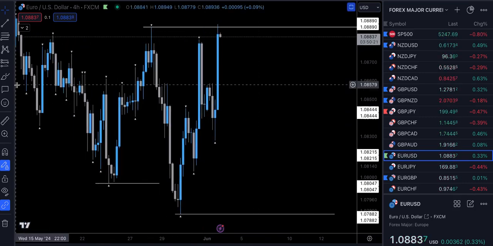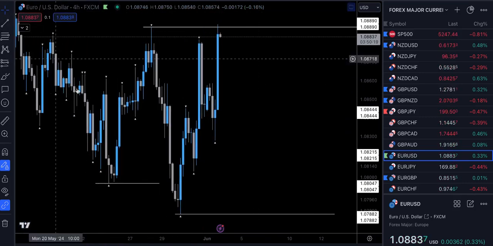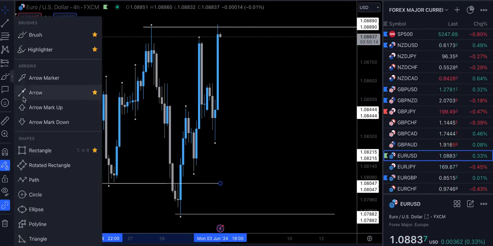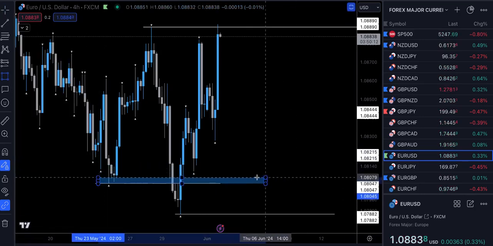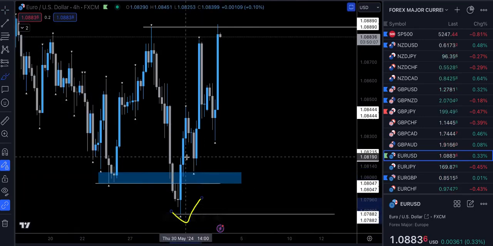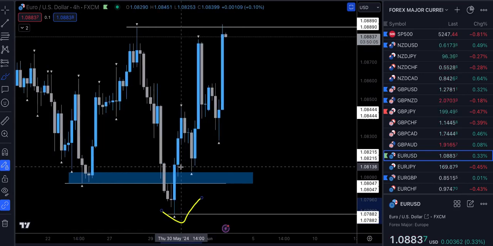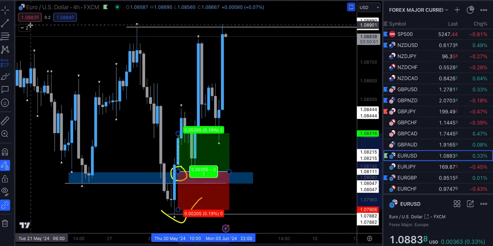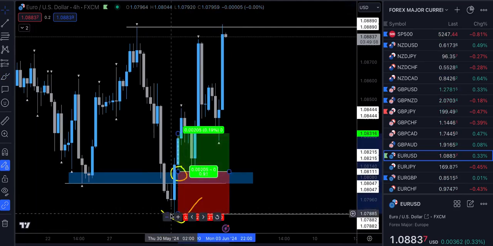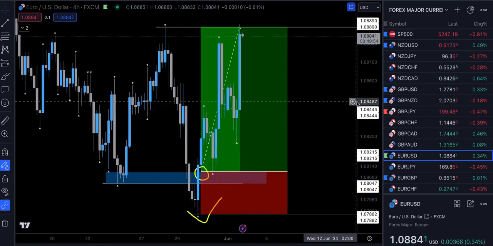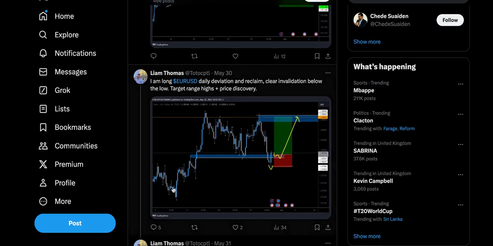So what I was referring to was we saw the deviation below here. We saw that reclaim. Okay, let's mark on our point of interest. This was the deviation here, deviation below this key level. Reclaim on the close back above on the 4 hour. Entries on the retest right here. Clear invalidation below the lows. Okay, and targets are range highs. Okay, 1 to 3.4, absolutely smashed. And it doesn't get any simpler than that.